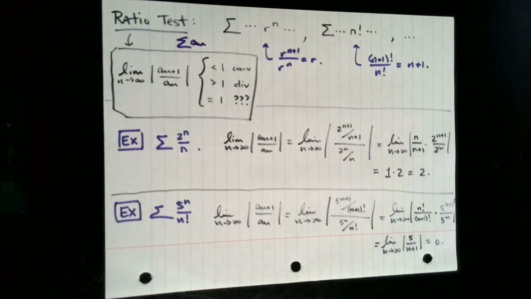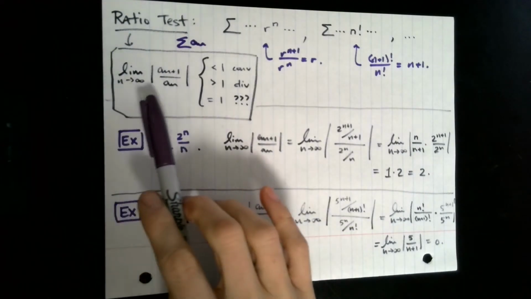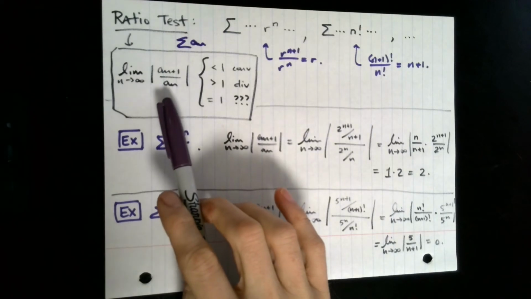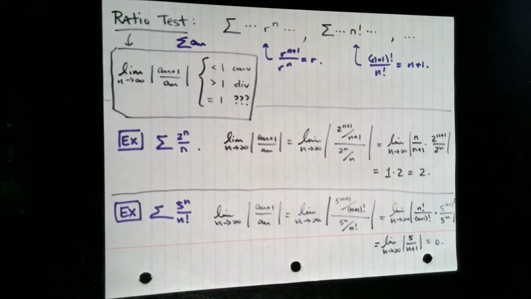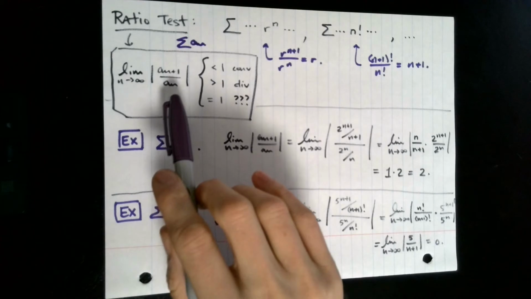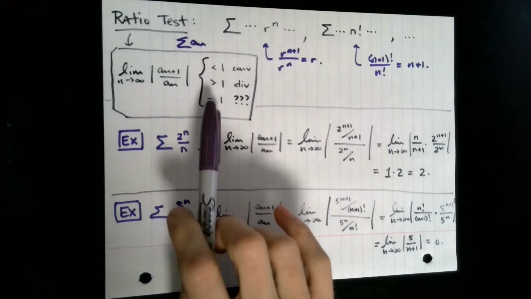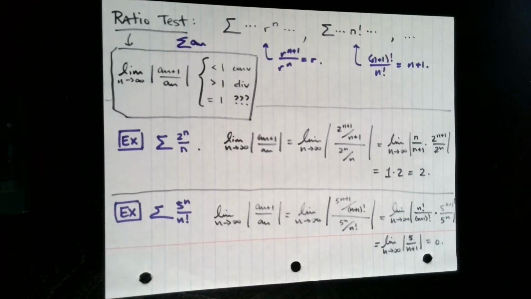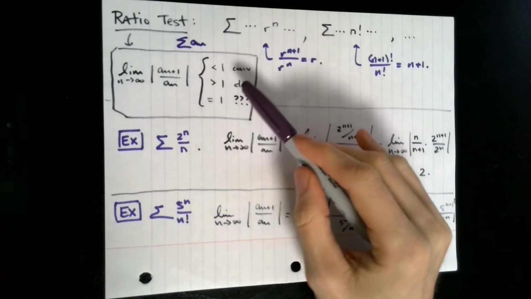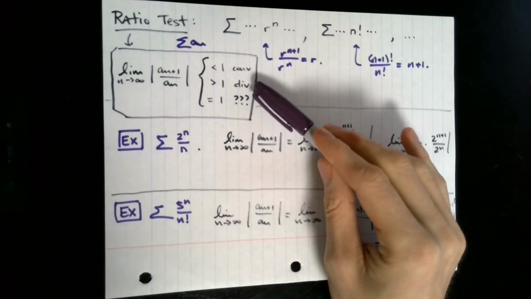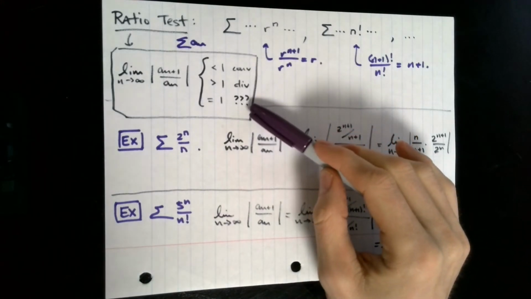And ultimately, if that limit of that absolute value of that ratio of terms is less than 1, you get convergence because your series essentially begins to act like a convergent geometric series. On the other hand, when this ratio is greater than 1, you get a divergent series because your series starts acting like a divergent geometric series. In particular, your series starts acting like a geometric series with common ratio greater than 1. Should you get the equal to 1 case, the ratio test is unfortunately inconclusive.